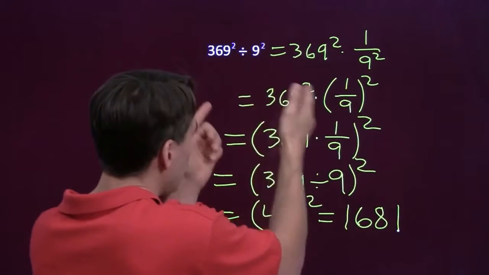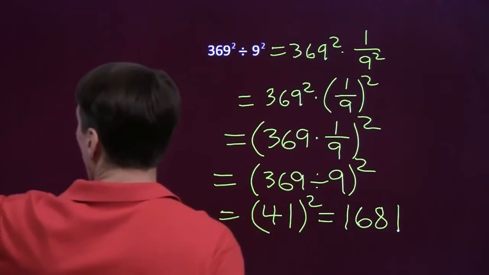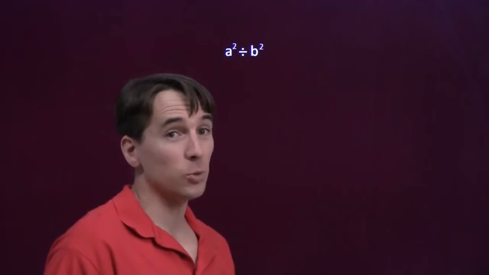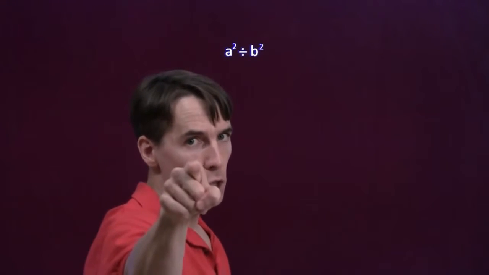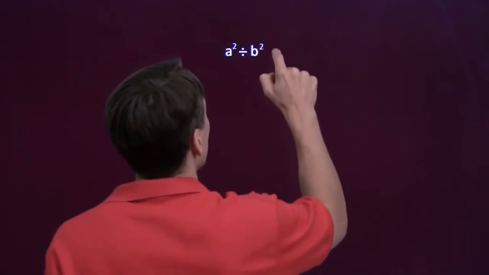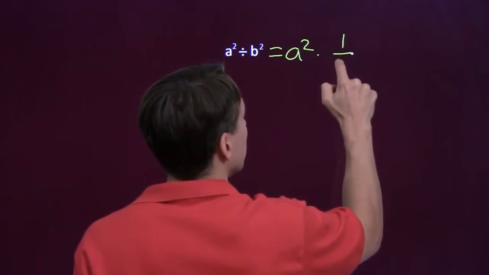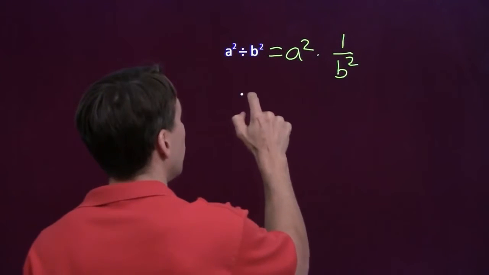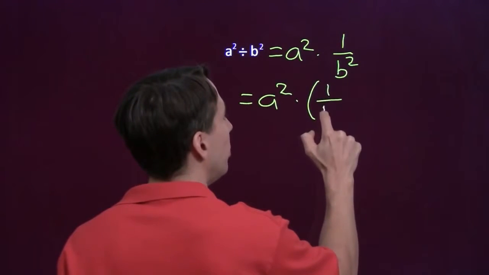Now there's nothing special about 369 and 9 in all of these steps. See what happens if we start with any two numbers. Well, almost any two numbers. A squared divided by b squared, we can't have b be 0, because no division by 0. So start off just like before. Turn this division into a multiplication: a squared times the reciprocal of b squared. And the reciprocal of b squared, well, that's just the square of the reciprocal of b.